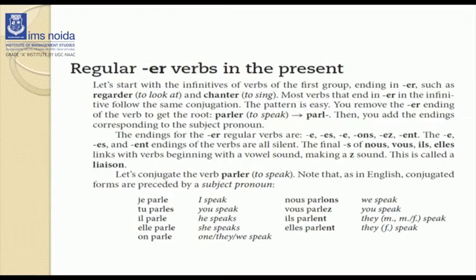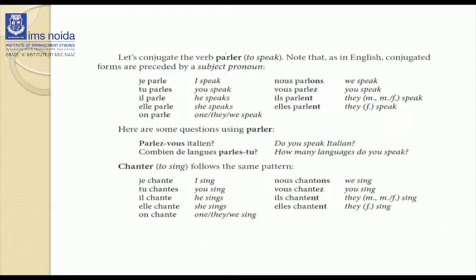In the example, I have taken two verbs here, the verb parler and the verb chanter. Parler means to speak and chanter means to sing. When you are conjugating these two verbs, we just remove er from the verb and follow the endings. The conjugation rule and how we can conjugate, I have explained already.